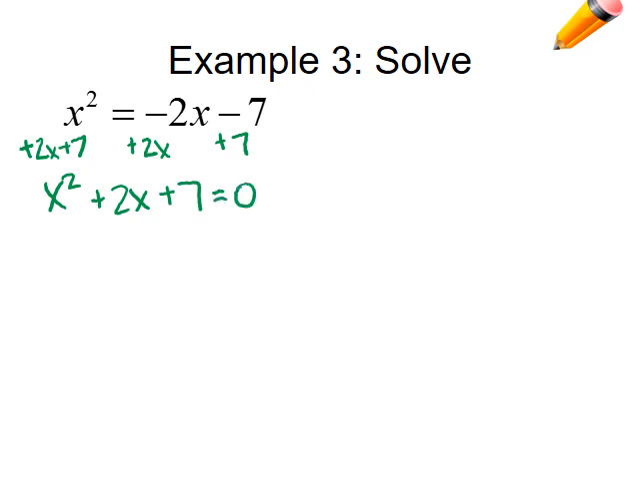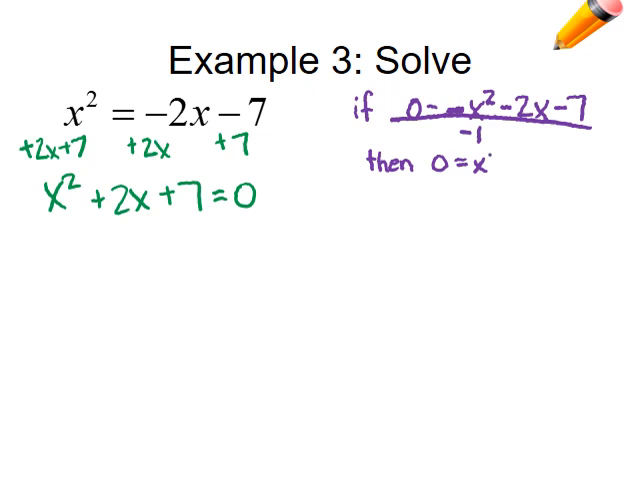A little side note: if we would have moved the x squared to the right side, we would have ended up with a negative leading coefficient, meaning a negative in front of the x squared. That makes things really messy, so we want to avoid that being negative. If you move it to the right side, then I would take one more step, divide everything by negative 1, and then we end up with x squared plus 2x plus 7. Keep that leading coefficient positive.